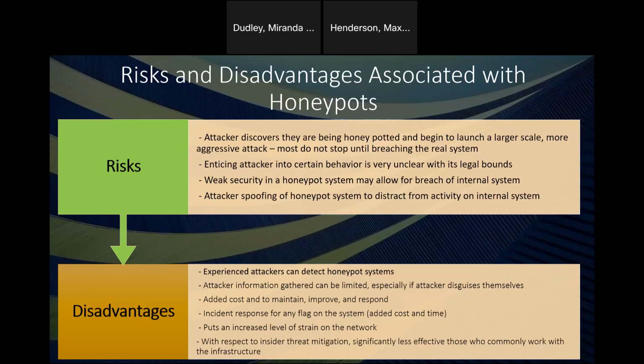Again, with outsourcing, there's incident response for any flagging on the system, adding cost and time because you need people as well as money to implement the system. This also puts an increased level of strain on the network. And with respect to insider threat mitigation, it's far less effective on those who commonly work with the infrastructure. Think IT people who are commonly working with developing and configuring these honeypots. They know about the honeypot system and likely know how to avoid it.